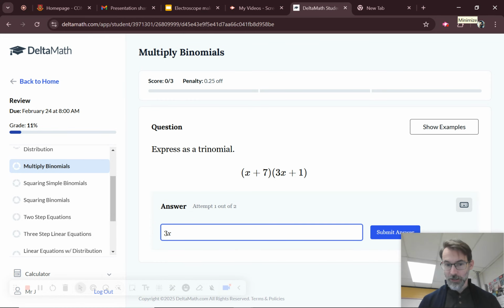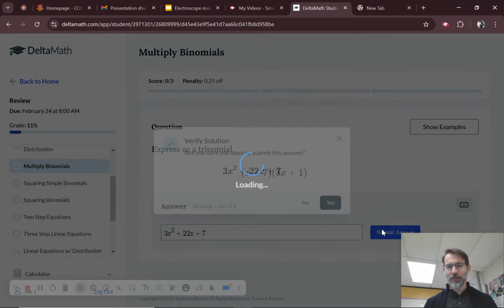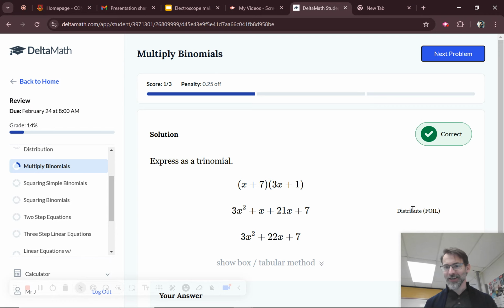3x, shift 6 to go up, squared. Push over so I can write along there. Plus 22x plus 7. So shift 6 is what you use to get up there to write your square. Submit. Yay. They say distribute. Make sure you use the FOIL rule or something like that.